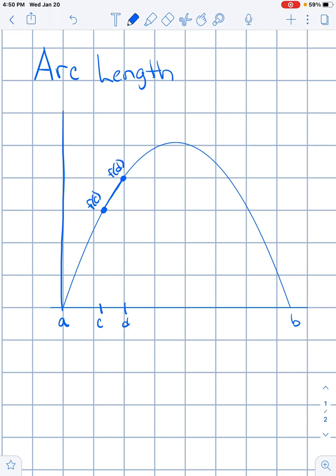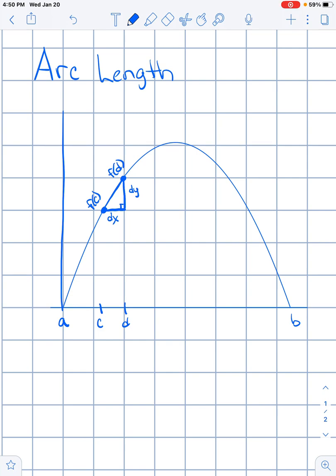And this distance just comes from something you've been doing most of your mathematical life, or at least since middle school, and that's use the Pythagorean theorem. So if I draw a right triangle in here, I know that the hypotenuse of that right triangle is the distance between f of c and f of d. So that would be the length of that part of the arc. All right, so I know that C and D are infinitely close, so I'm going to call this length some small change in x. I'm going to call that dx. And the height of the triangle is some small change in y, so I'll call that dy.